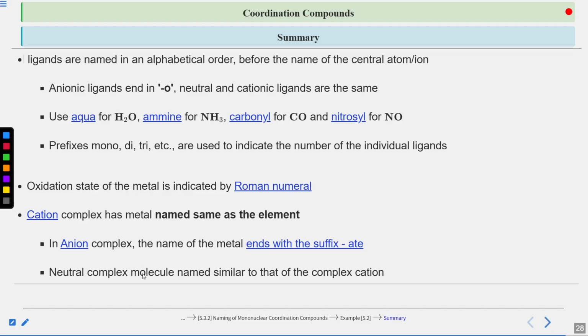A neutral complex is there if there is no charge on the complex molecule. Then the molecule name will be similar to that of the cation case. That means the element name is going to be the same as the name of the element, while naming that coordination compound.